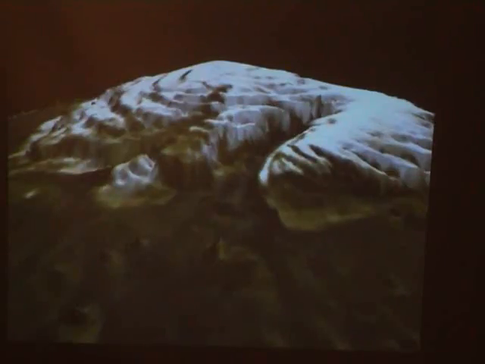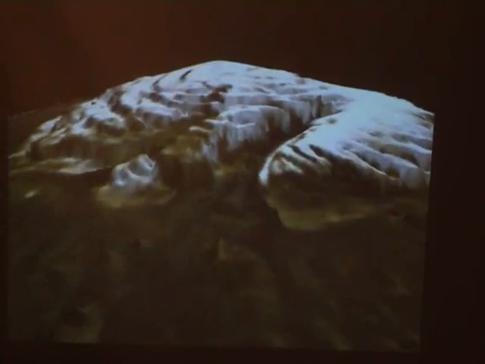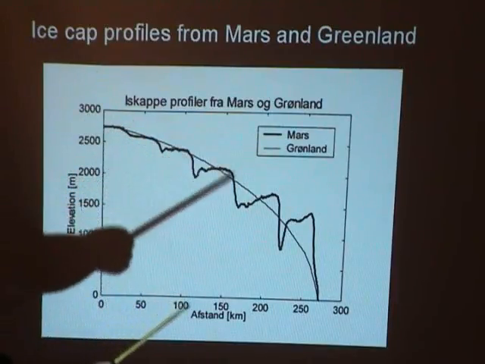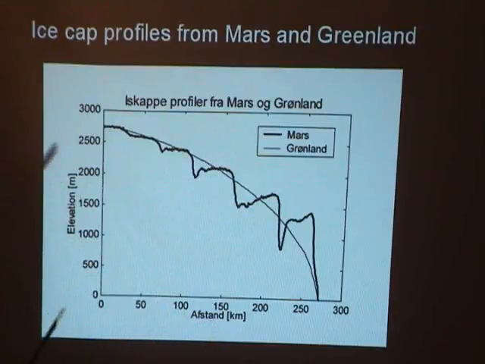But let me show you here one of the profiles. The MOLA instrument has been measuring with a laser across the surface. And here you can see with the fat line one of these topography measurements of the instrument. You can see this shape with these terraces. But what you see with the thin line is a measured profile of the Greenland ice sheet.